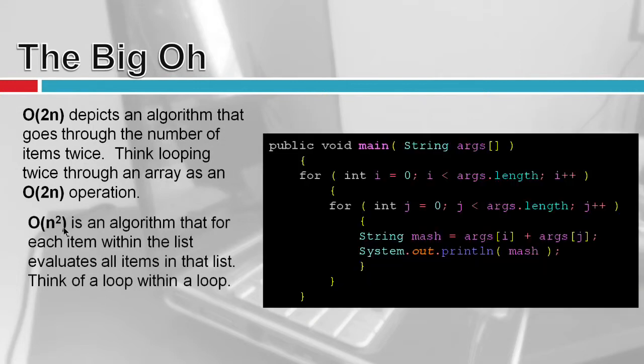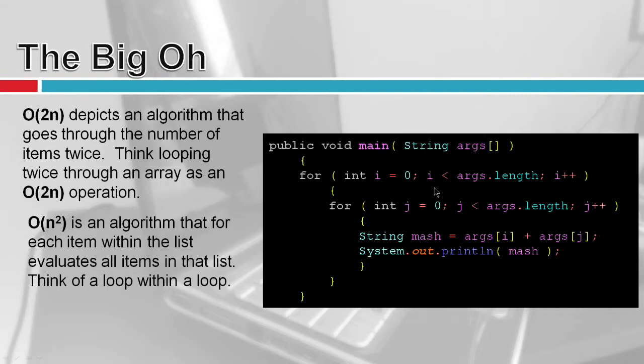N squared is an algorithm where, for each item in the list that I loop through, I evaluate all the items in that list. So think about this as a loop within a loop. Here we have a loop where I loop through the number of items in the array, and then inside that loop I loop through that again. So I'm mashing all the different arguments against all the other arguments in that list.